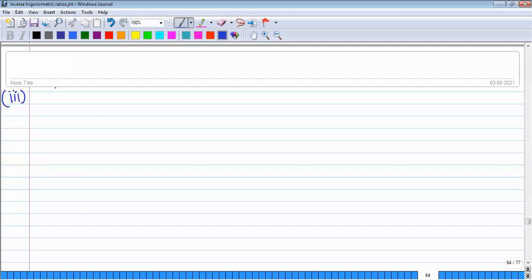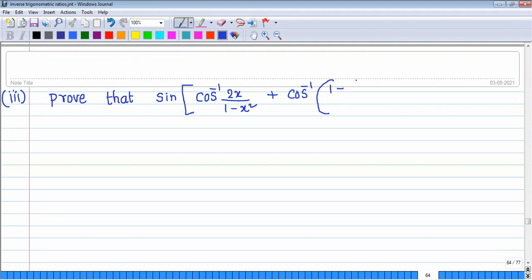So third question. Prove that sine of cos inverse of 2x upon 1 minus x square plus cos inverse of 1 minus x square upon 1 plus x square equals 1.